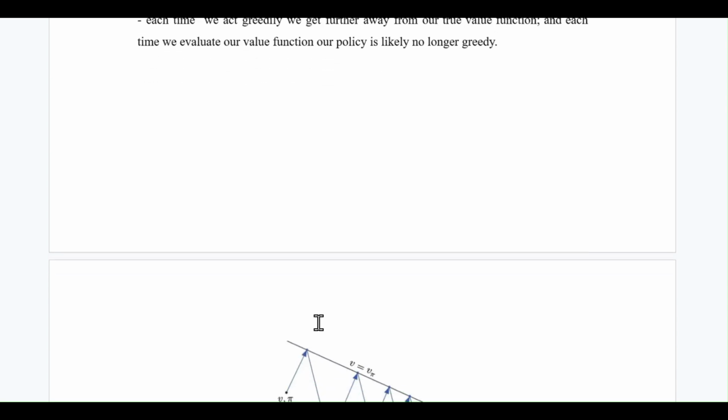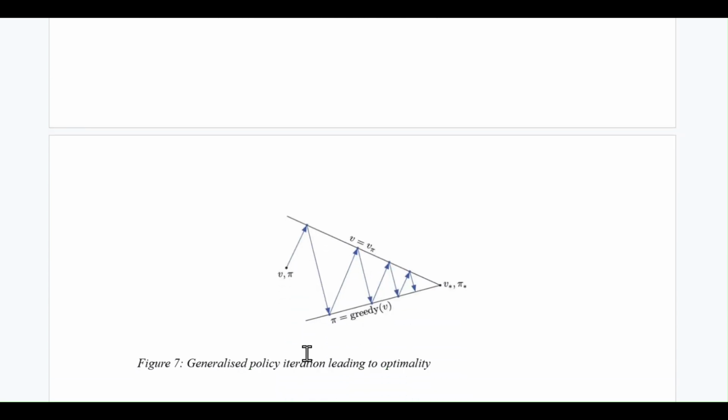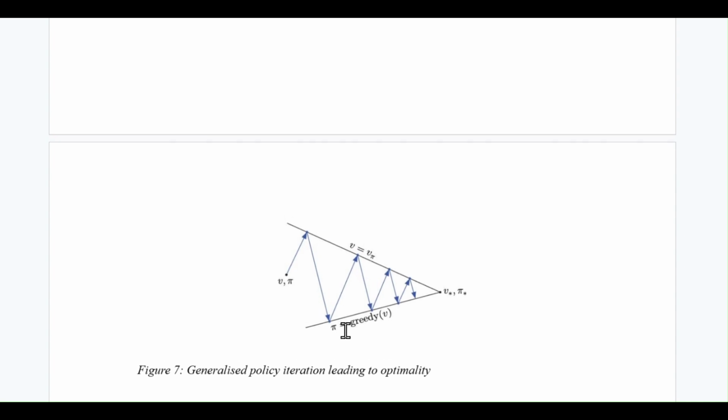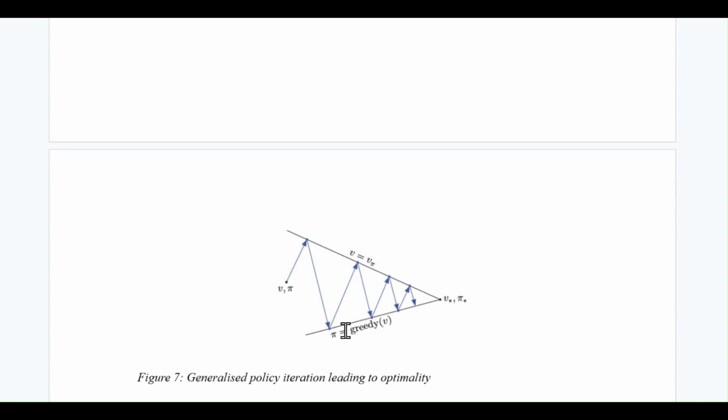This is the diagram of generalized policy iteration leading to optimality. We have the value function and the policy π, and this is where both are equal, at v star and v π. By choosing the greedy actions, it leads to v star and v π. So this is the diagram of generalized policy iteration leading to optimality.